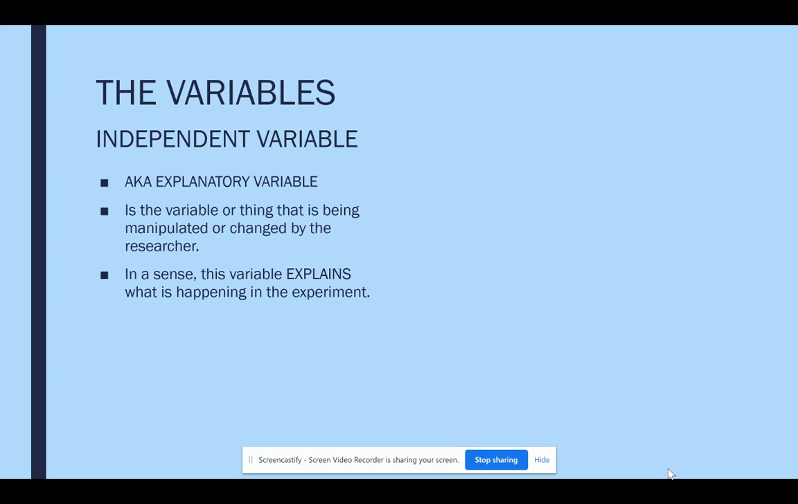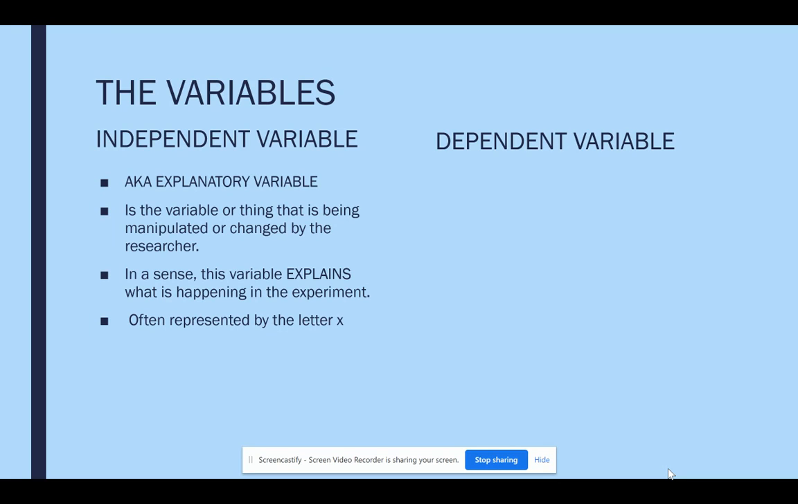In a sense, it's called the explanatory variable because the independent variable explains what is going on in the experiment. It's what causes your blood pressure to go down, or what causes the new material the dentist uses for a filling to be better than the old material. So it explains what's happening in the experiment. We often use the symbol X for the independent variable. That's a carryover from our algebra days.